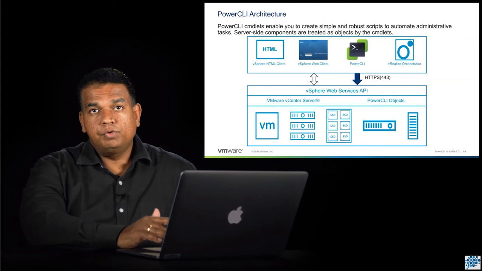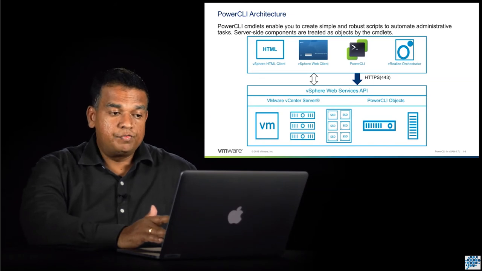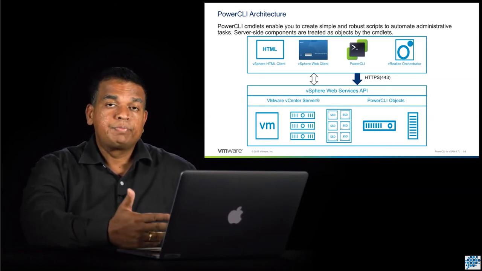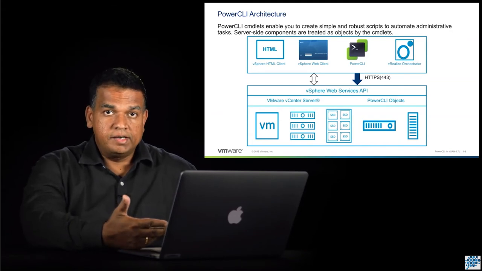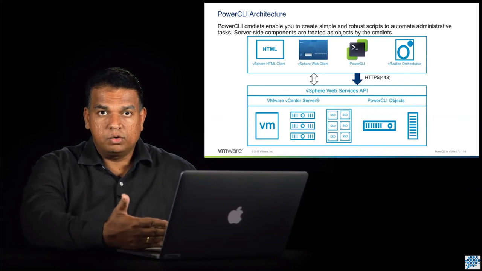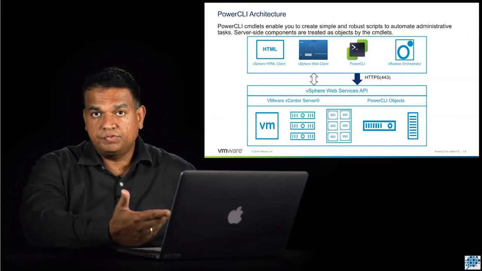So if we look at the architecture of PowerCLI, PowerCLI uses the vSphere Web Services API. The vSphere Web Services API is the interface which allows external tools like PowerCLI to connect to the vCenter database and to perform various tasks on the VMware products. So this API is very important.